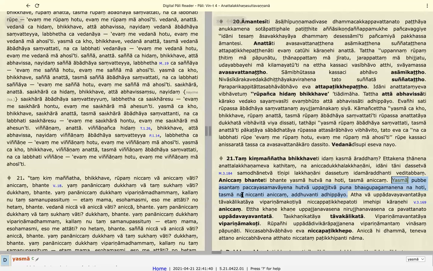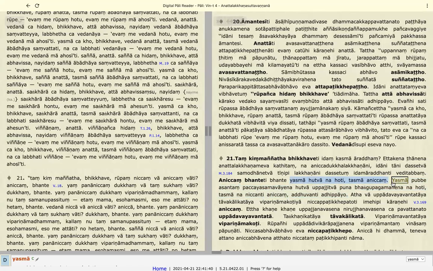Tasma na niccanti anicca. Here, nature anicca, na niccaṃ aniccaṃ. We need to understand the compound. Therefore, rupa, vedana, sanna, sankhara, vinnana, we can understand they are impermanent. The brief answer is hotvā na hoti. Yasma hotvā na hoti tasma anicca. By reading this sentence, we can understand it.